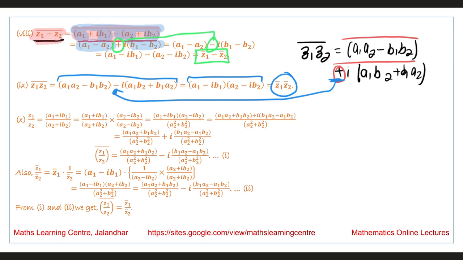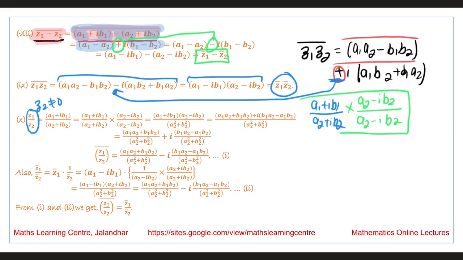And a similar result we have for z1 over z2. The condition we have is z2 is not equal to 0. So we write it as (a1 + iota b1) divided by (a2 + iota b2). To solve this, we multiply it with (a2 - iota b2) divided by (a2 - iota b2). When we multiply these terms, we obtain the answer in this form. When we take the conjugate over here, this plus sign is changed to a negative sign.